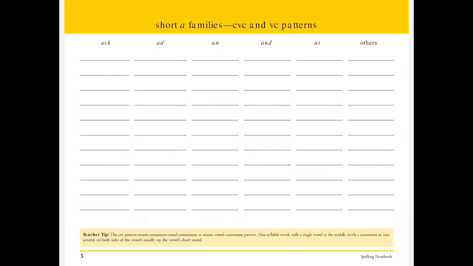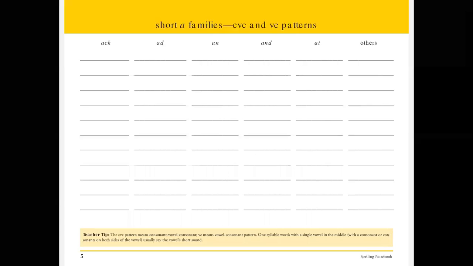And this particular one at the top says short A families, CVC and VC patterns. So consonant-vowel-consonant and vowel-consonant patterns, all short A. And the teacher tip says the CVC pattern means consonant, vowel, consonant. VC means vowel, consonant pattern. One syllable words with a single vowel in the middle with a consonant or consonants on both sides of the vowel usually say the vowel's short sound.